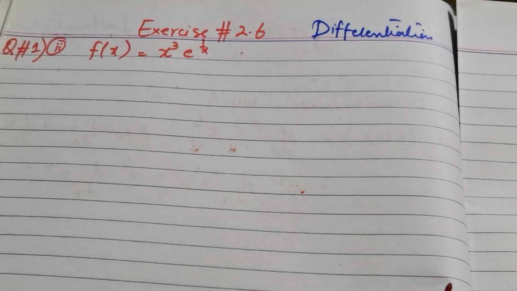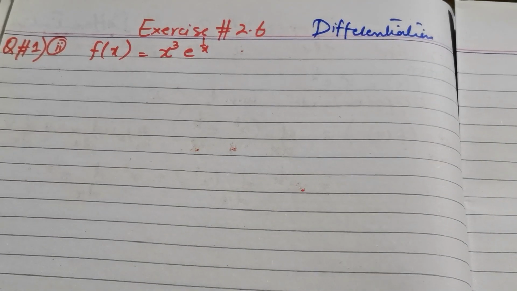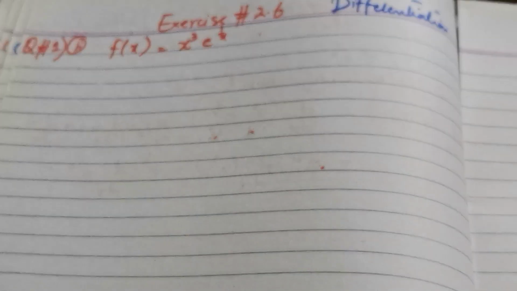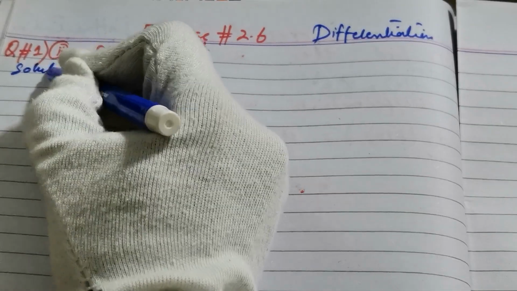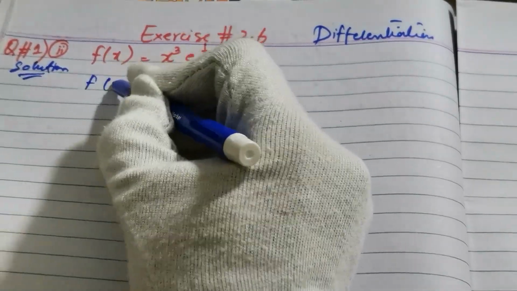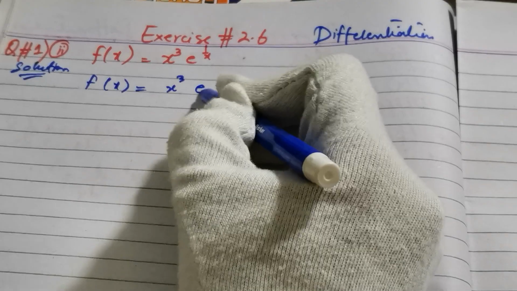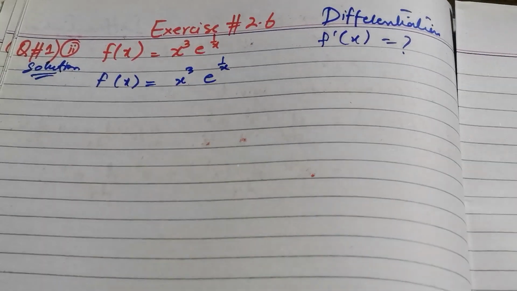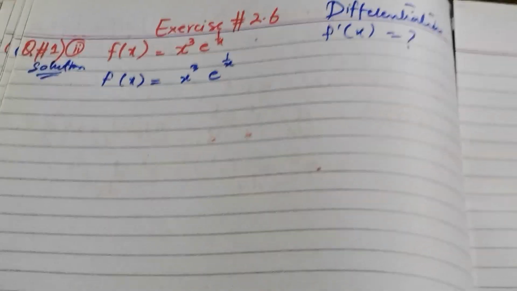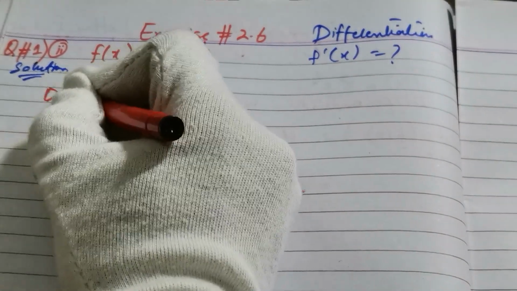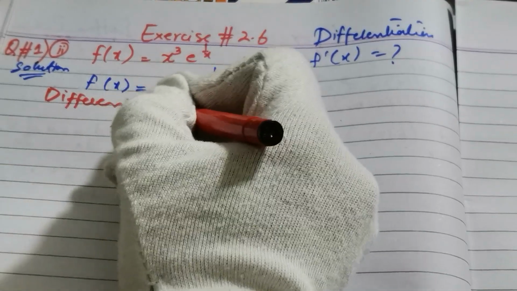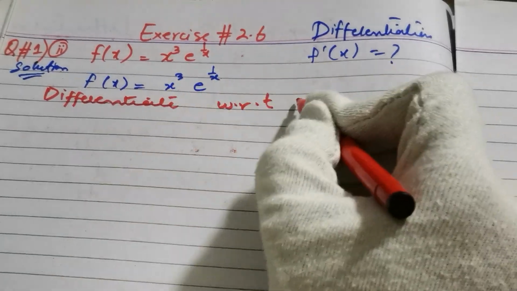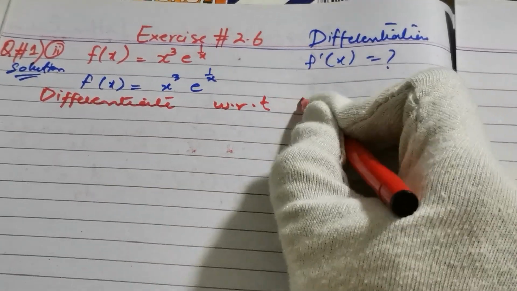Today I am going to teach you exercise number 2.6 differentiation. Question number 1 part 2. f of x is equal to x cube e raised to power 1 by x, and we want to find f dash of x. So what we do, we will differentiate with respect to x, since here the variable is x.